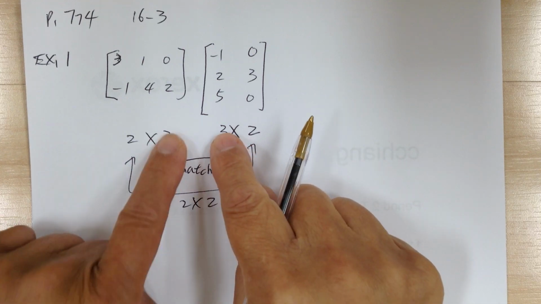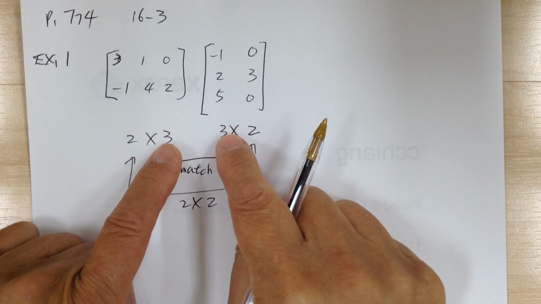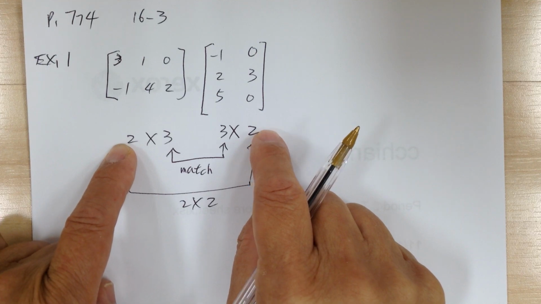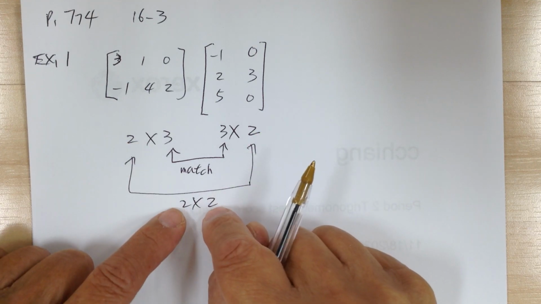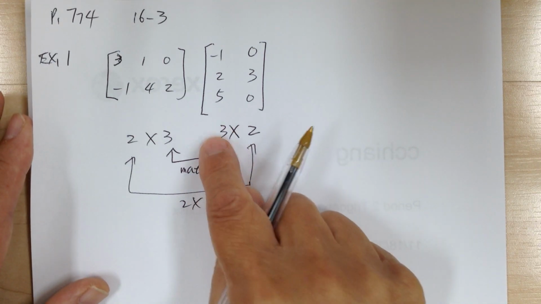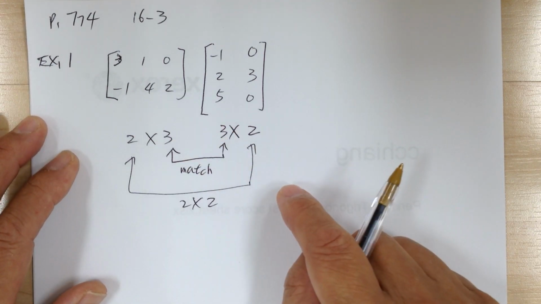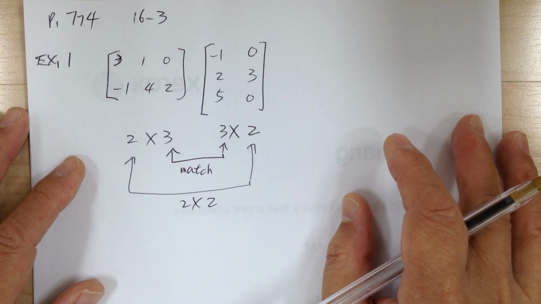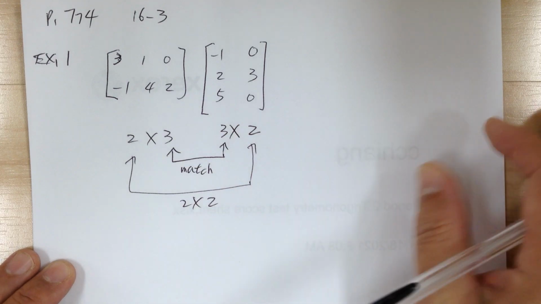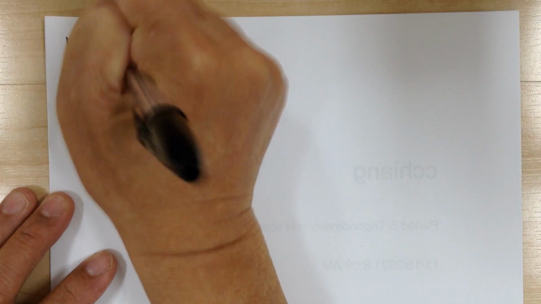Again, the inside numbers tell you if you can multiply or not. The outside numbers tell you the dimensions of your matrix after you multiply. That's what the theorem is talking about. So now let's go and multiply this together. Let's go to example 1 again.